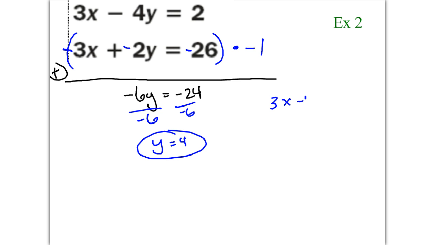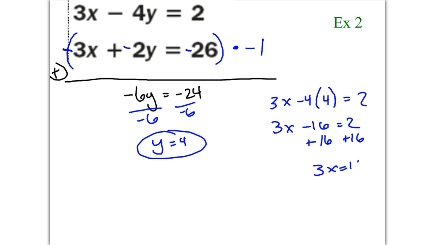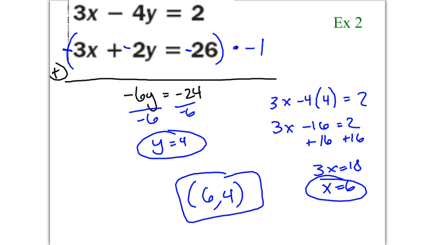3x minus 4 times our y value, which we found out was 4. Quickly solve this here. Just adding 16, we get 3x equals 18 and x equals 6. So our answer here is 6, 4 for the ordered pair.